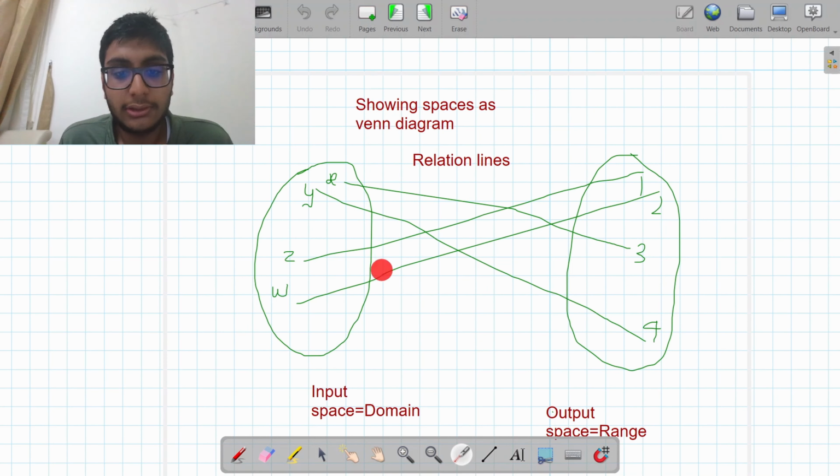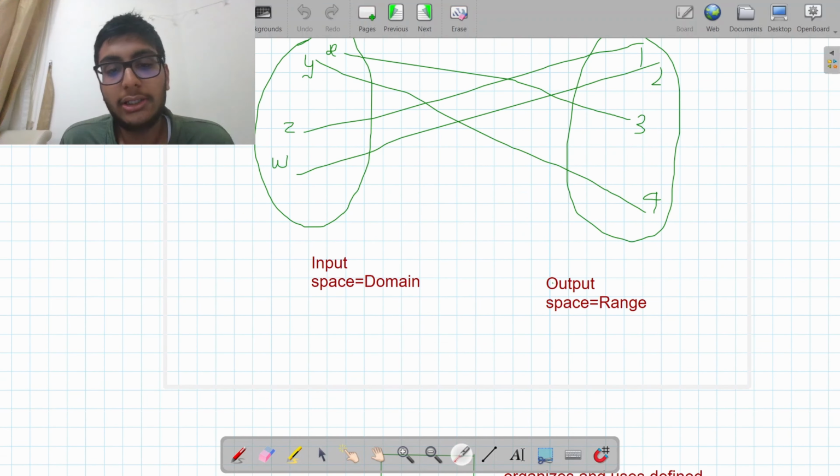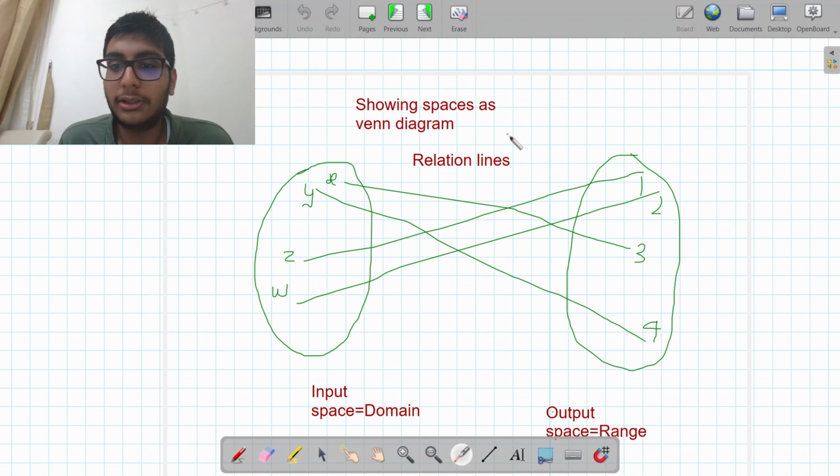Same with this. This is also a space. This is an input space, this is an output space. And as I've said already, this is the domain and this is the range. And the codomain is what we take as our space.